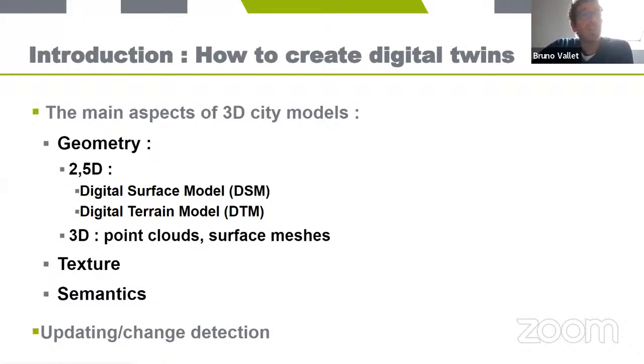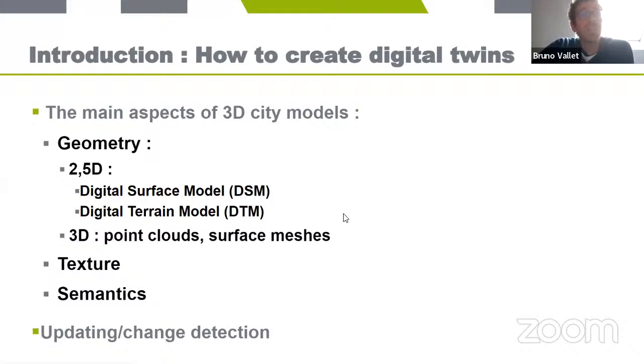So once you have your geometry, you can do two things. You can texture it, which is taking some radiometric information from images, but LiDAR also gives some radiometric information, in order to add some visual content to this geometry. And then one thing that is often very interesting when you're doing 3D city models is to extract the semantics of your scene.